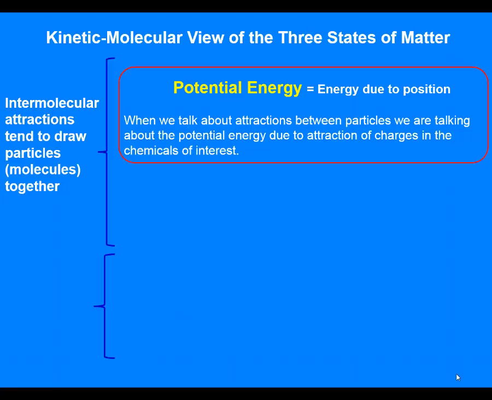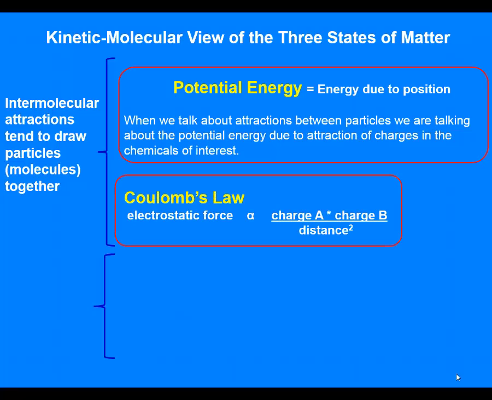well, we have potential energy, that's energy due to position. What's going on is we have attraction between particles. This is really a Coulombic type of attraction, so we can think about Coulomb's law. Coulomb's law is looking at the electrostatic force, that's the attraction between dissimilar charges. So if I had charged species A, it's going to be attracted to charged species B, so I can say the electrostatic force is directly proportional to the magnitude of charges A and B divided by the distance squared. So the further apart these charges are, the weaker this interaction is. As they become closer, they have stronger interactions.